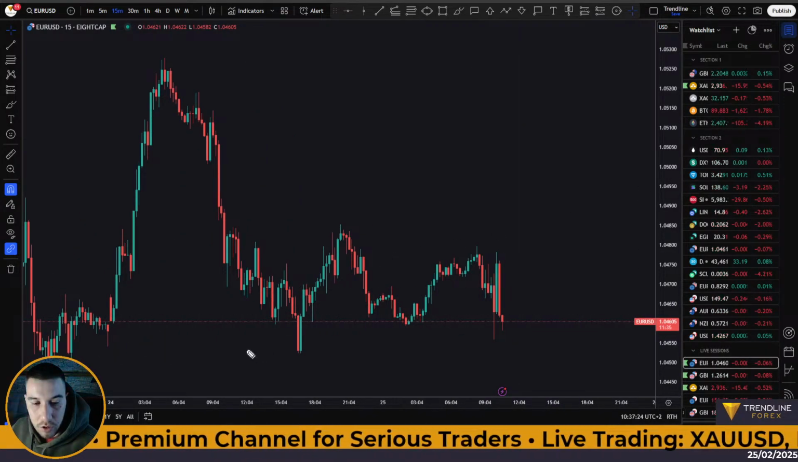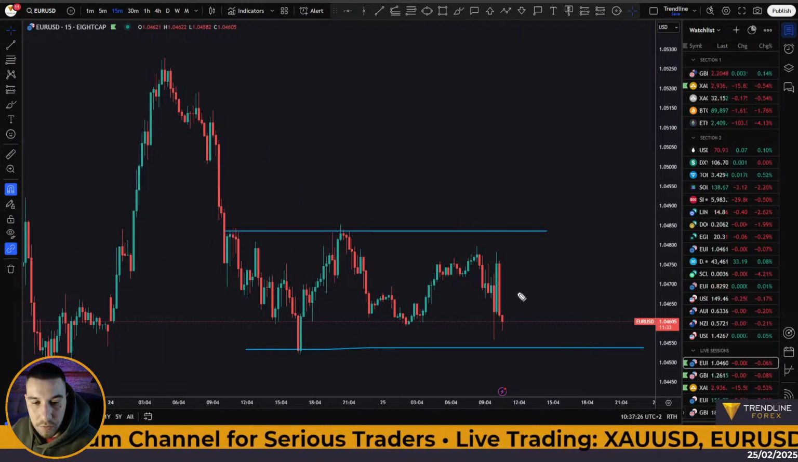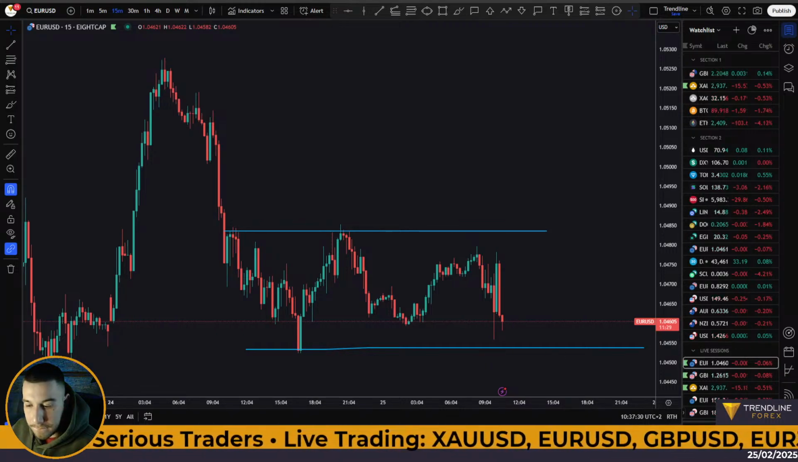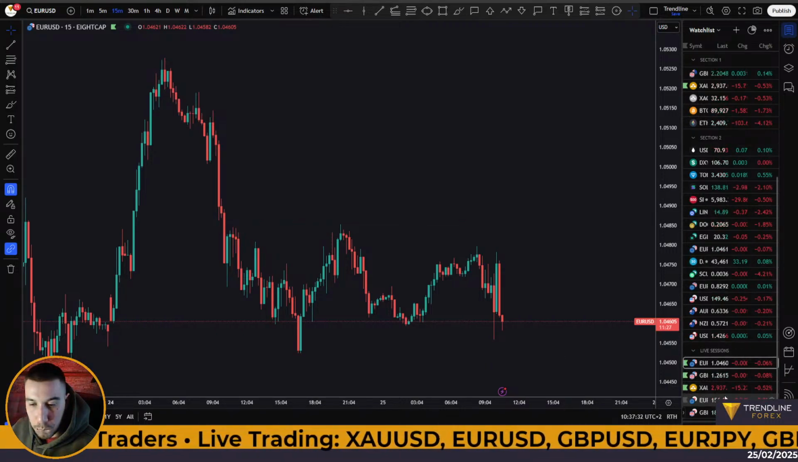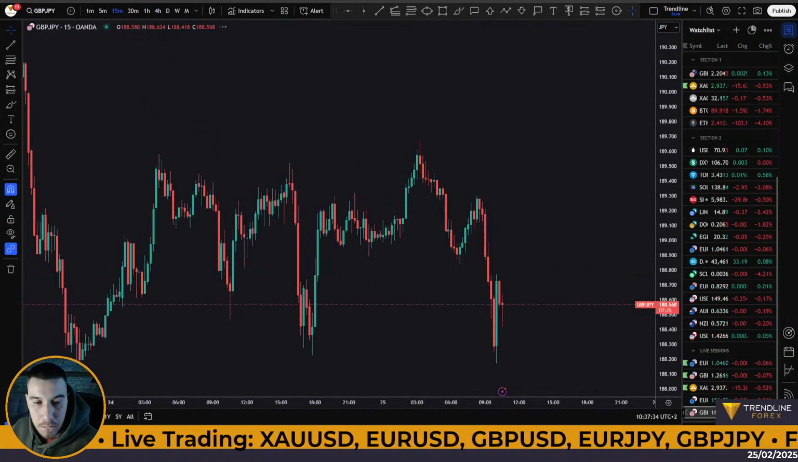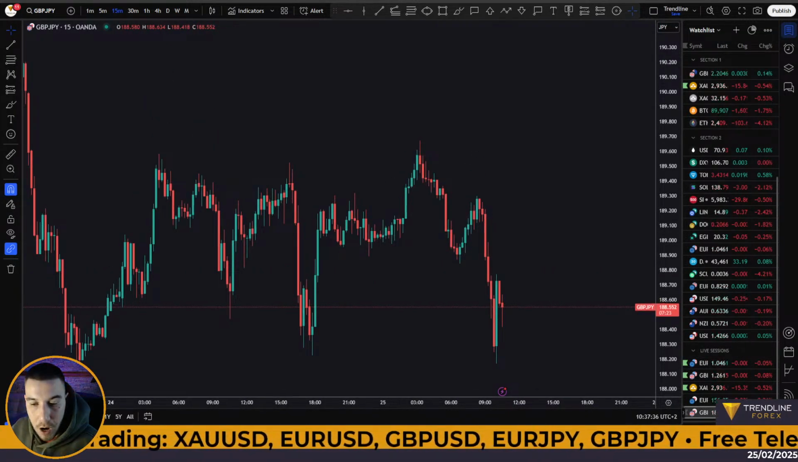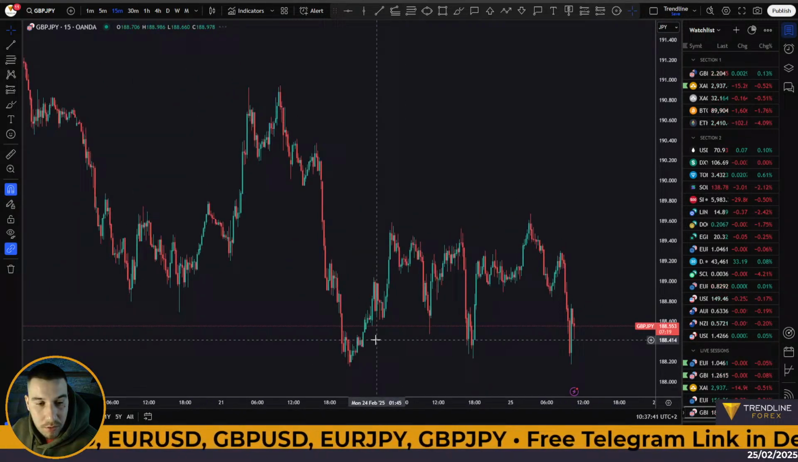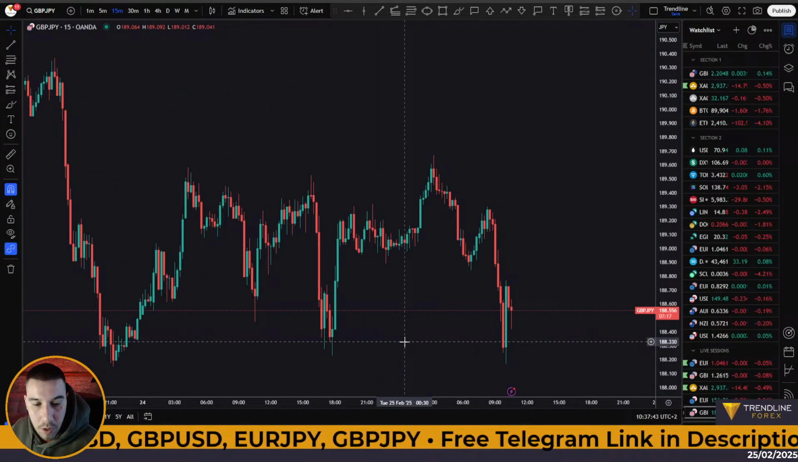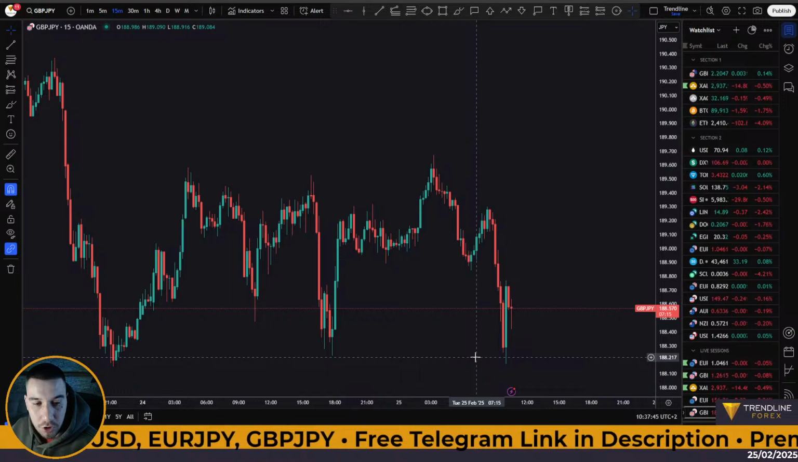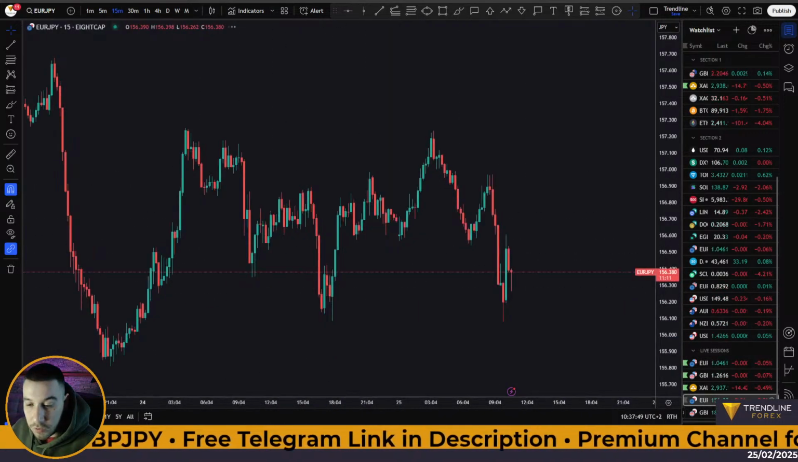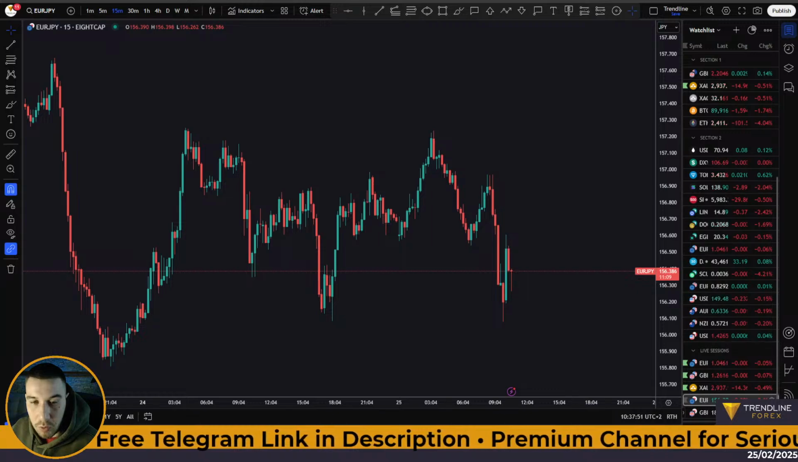All right, euro dollar is still trading within that range. Same on euro pound, euro yen and pound yen. So that's why I'm not looking for trades. We're pretty much trading in between the same levels. So at least for now, it looks like the market doesn't even know what it wants to do.